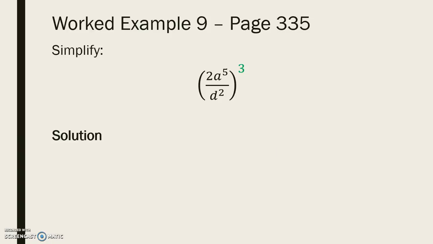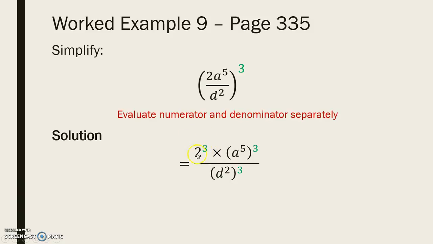So here's another example. This one's division. This time we've got a mixture. So we've got two expressions on the numerator, or two elements, and one value on the denominator. So that's a to the power of 5 and d squared. So we need to place all three of those to the power of 3. So there's our first step. 2 cubed multiplied by a to the 5th cubed divided by d squared all cubed.